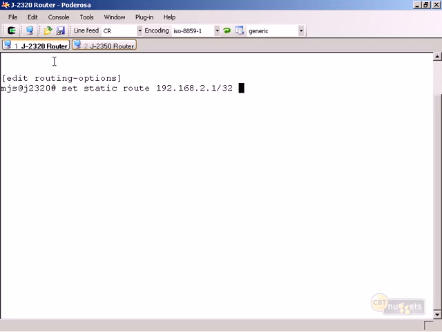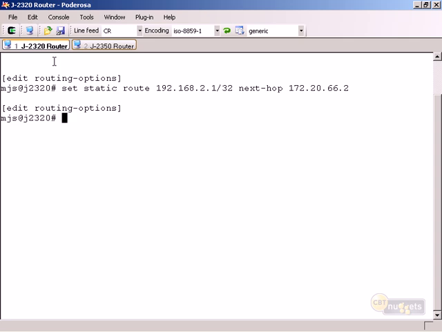Okay, and then we're going to say the next hop to get to that is basically the gigabit 002 interface of the 2350. Okay, basically that next hop over there, and we know that that is 172.20.66.2. And that's all we have to do. That's our static route.